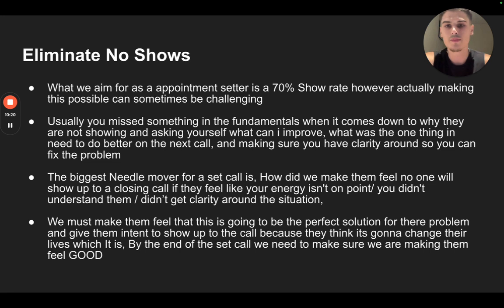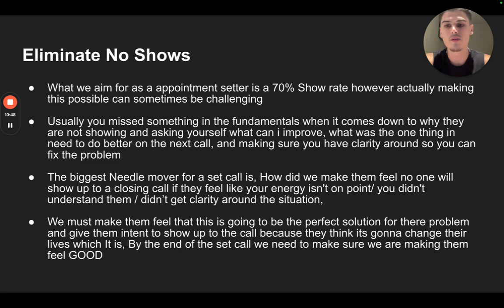Usually you miss something in the fundamentals when it comes down to them not showing, and you should ask yourself, what can I improve on? What was the one thing that you need to do better on the next call? Make sure you have clarity around that so you can actually fix the problem. If they don't show, listen to the call, break it down, look at the fundamentals, and ask, what did I miss? Where did this go wrong? Where did I maybe not make them feel good? Where did I not get the problem?